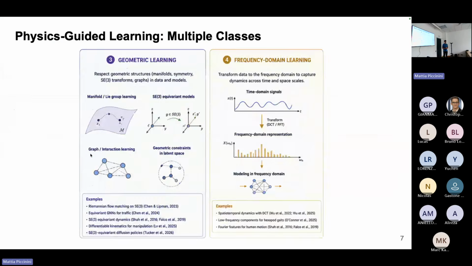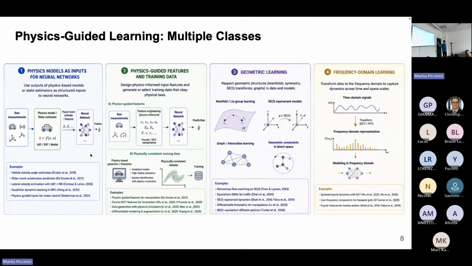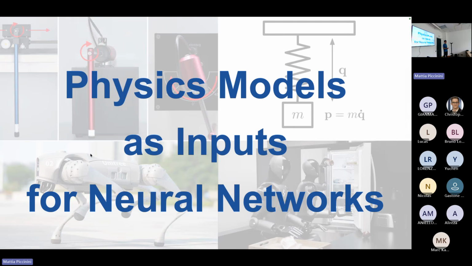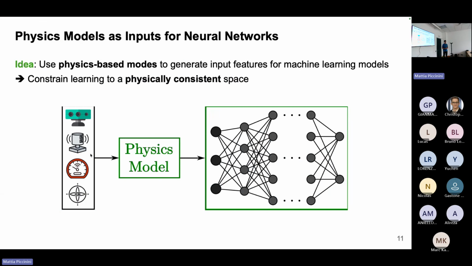And then let me start with the first category here. We're going to see actually only the first two categories in more detail. The first category is physics models as inputs for neural networks or machine learning models. Very intuitive. Here we want to use our sensory data, which can be cameras, IMUs, whatever. We pre-process them with a physics-based model, and we send the output to our neural network. So basically, we want to generate input features that are physically consistent, to ensure our machine learning model learns in a physically consistent space and not in a more unstructured space.